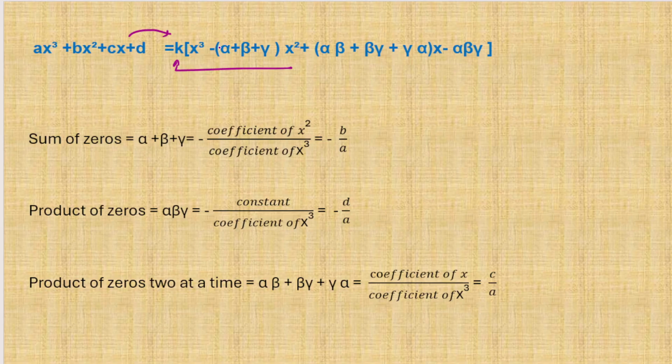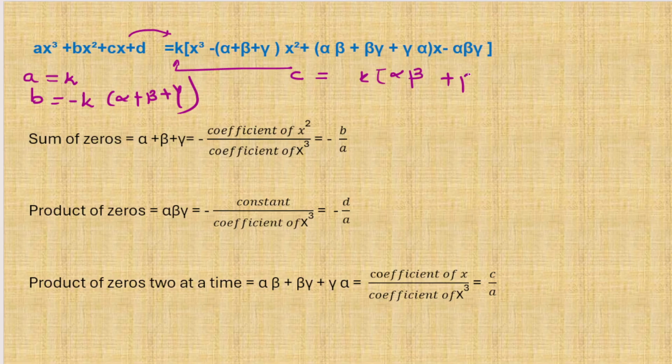On comparing both of them, we are going to compare the coefficients of x cube, x square, x and constants. So on comparing, we will get a is equal to k, b is equal to k times minus alpha plus beta plus gamma. Similarly, we get c is equal to k times alpha beta plus beta gamma plus gamma alpha. Now we will compare constants, so we will get d is equal to minus k alpha beta gamma.